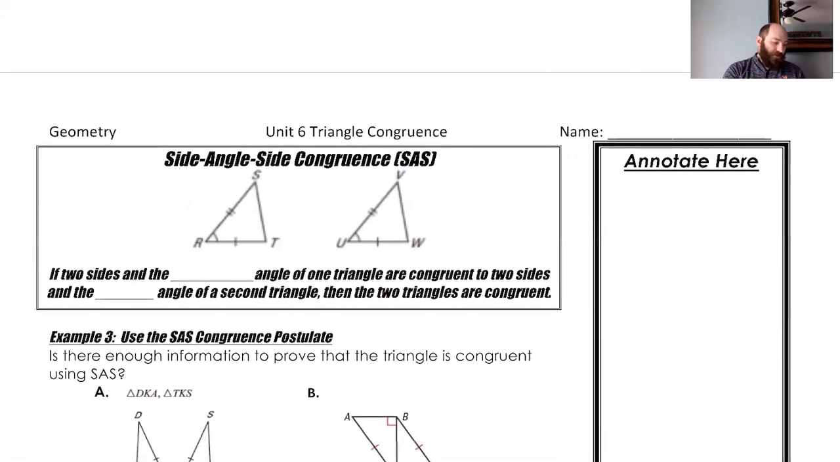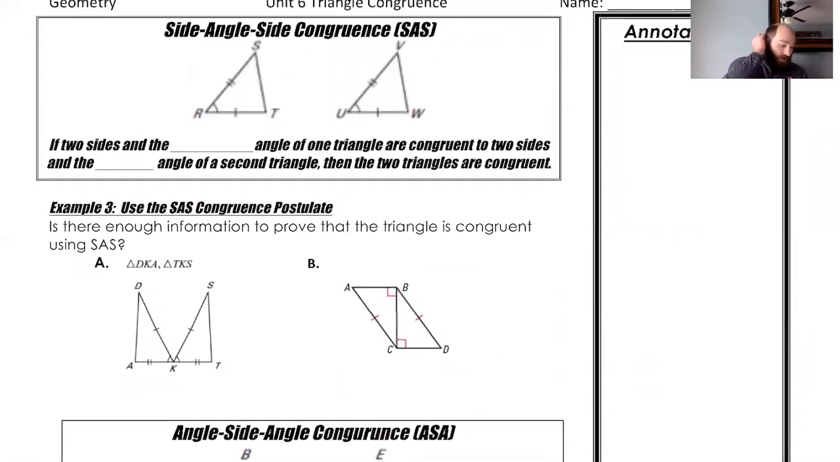Got 3 more of these examples. Next one is called side angle side. It's a little bit complicated, but as long as we pay close attention, we should be able to get this. So side angle side is when 2 sides and the included angle of one triangle are congruent to 2 sides and the included angle of a second triangle, then the 2 triangles are congruent.